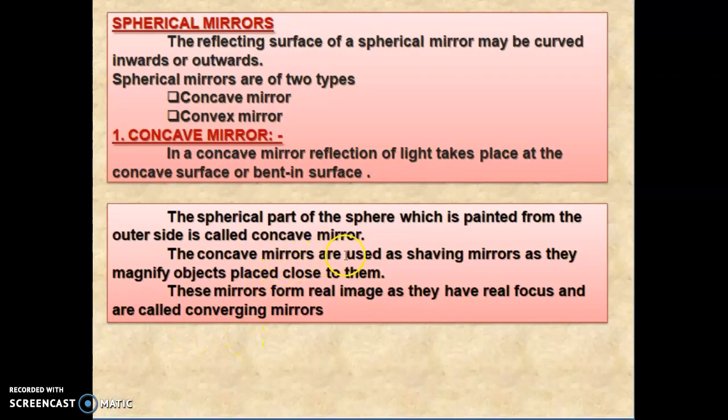Next, the concave mirrors are used as shaving mirrors as they magnify the object placed close to them. This mirror forms a real image as they have a real focus and is called a converging mirror. So we call the concave mirror a converging mirror because it forms a real image and has a real focus.